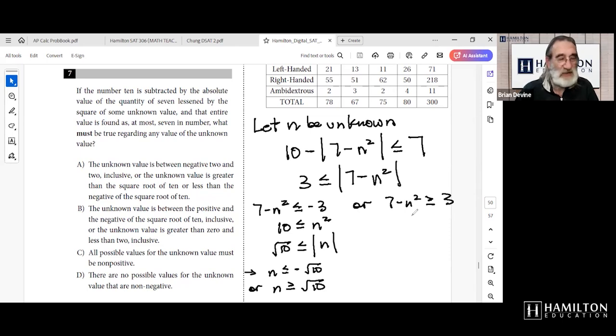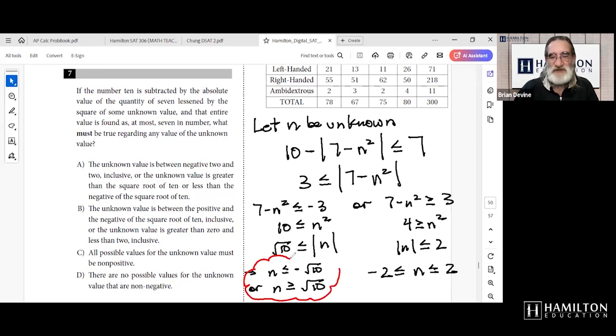And then I go to the other side, and I can subtract 3, add n squared. I'll get 4 is greater than or equal to n squared. And if I take the square root of both sides, I'll get the absolute value of n is less than or equal to 2. Now, an absolute value less than or equal to a constant means that we pull off the absolute value bars. That number has to be between 2 and -2. And so now we have an answer: the unknown number has to fit this particular set of constraints.